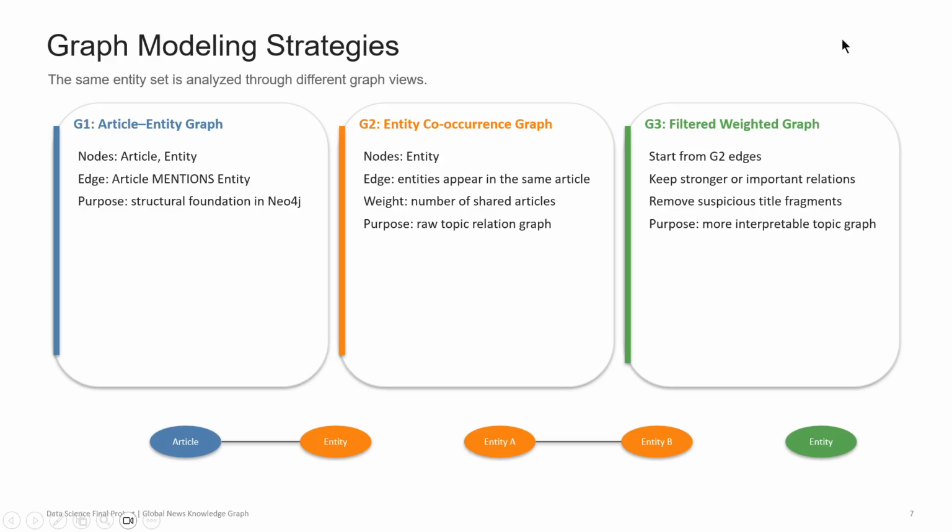The third graph is G3, the filtered weighted entity graph. G3 is created from G2 by filtering edges. It keeps stronger or more reliable entity relationships and removes weak or noisy ones. So the relationship among these graphs is: G1 is the foundation graph, G2 is an entity projection from G1, and G3 is a filtered subset of G2 edges. This design allows us to compare how different graph structures affect topic discovery.